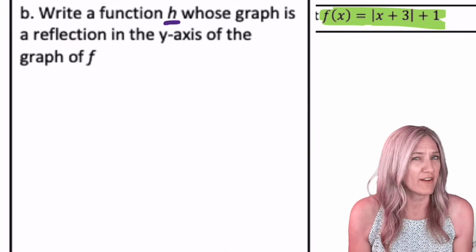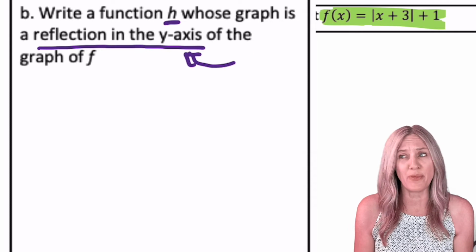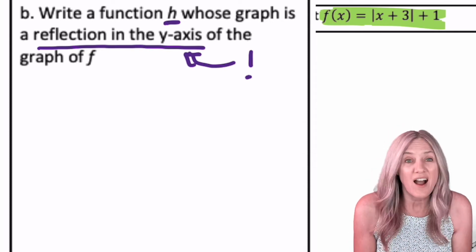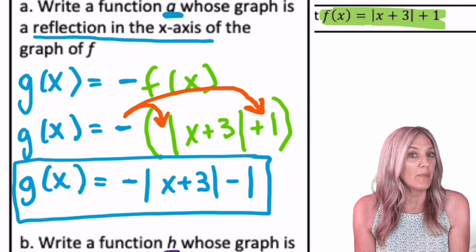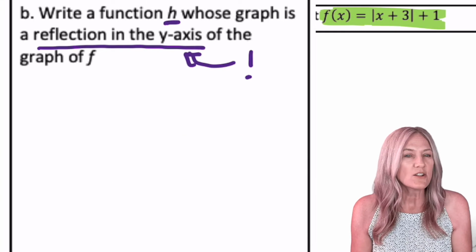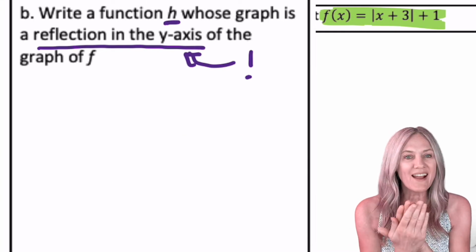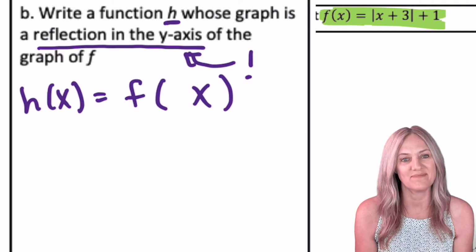Now we want to write a function h where f of x has been reflected about the y-axis. I don't think we've seen this before. We multiplied the entire function above by negative 1, and that reflected about the x-axis. So in order to reflect about the y-axis, we're only going to multiply the x by negative 1.